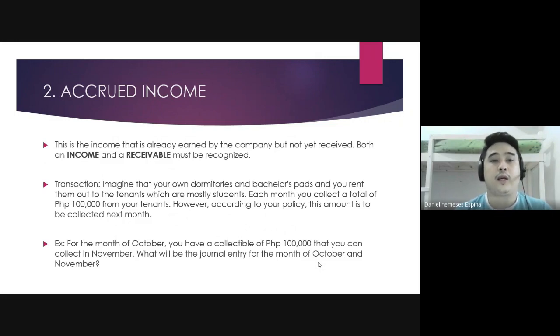Okay, second, accrued is called the accrued income. Again, it doesn't mean it has an income in the last word. It doesn't mean it is an income account, but in the sense, accrued income is like a receivable. So these are already earned by the company, but not yet received.